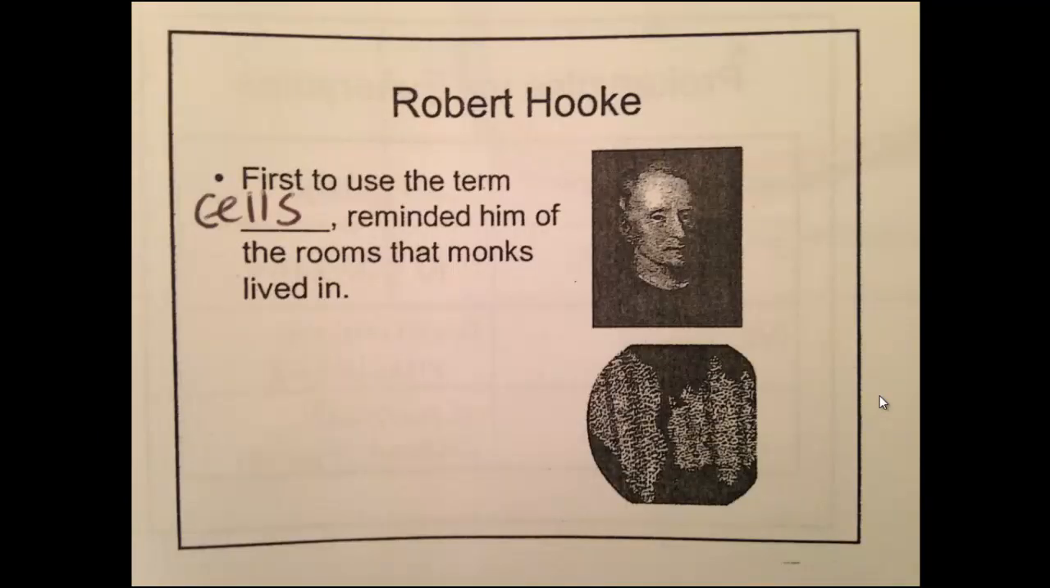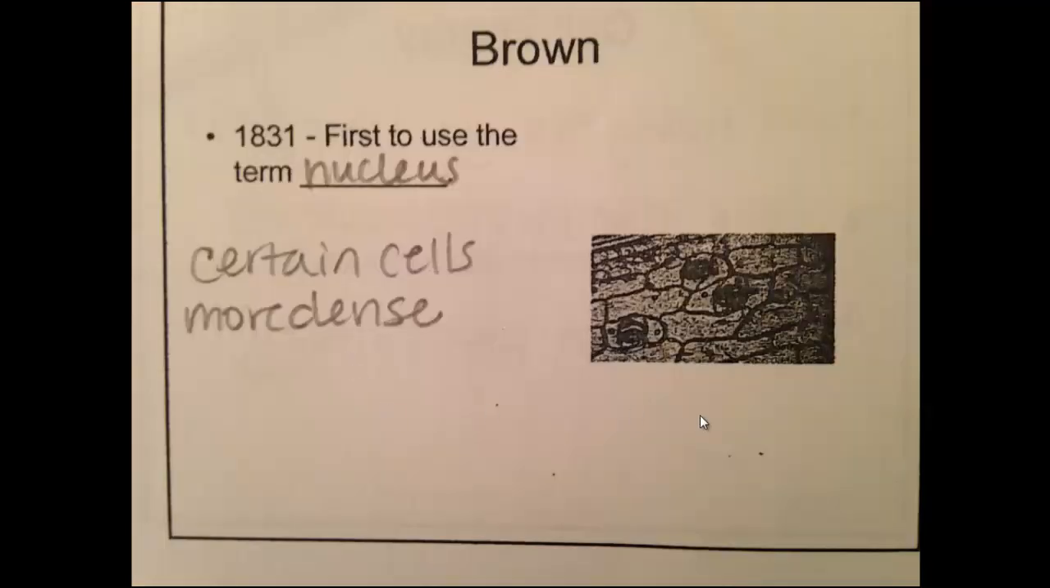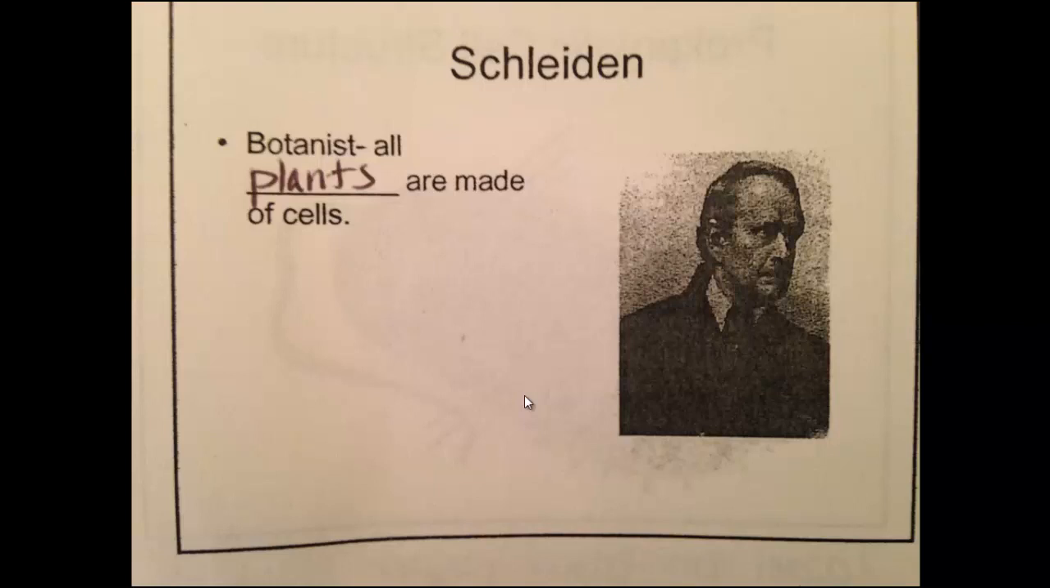These ones are pretty easy. Robert Hooke first coined the term cells, so these are all these old dead guys that we're going to have to know. So Robert Hooke is the one that just coined the term cells. Brown is the guy who first saw the nucleus, and he said that certain cells looked more dense than the others, and that's how they discovered that inside those cells was something. That something actually became the nucleus.